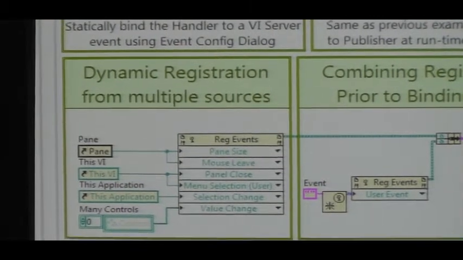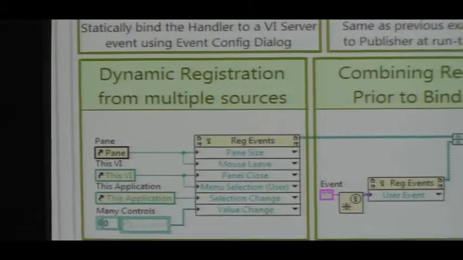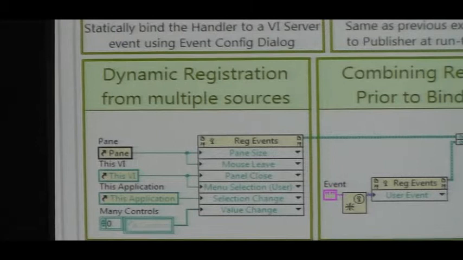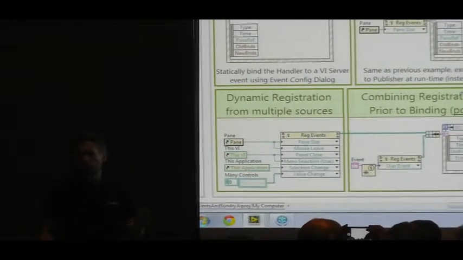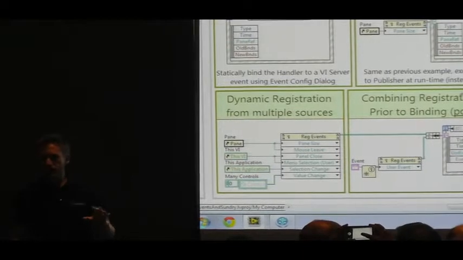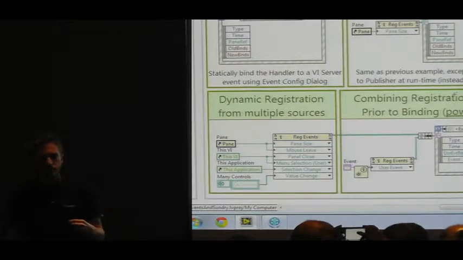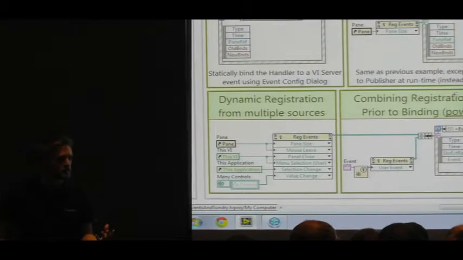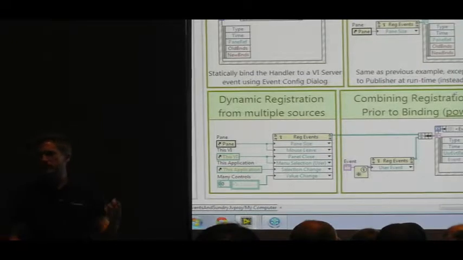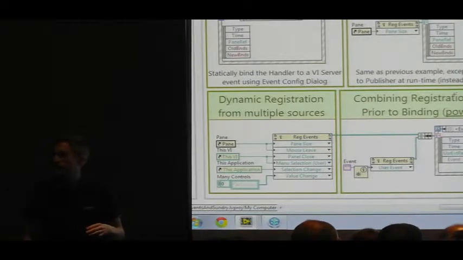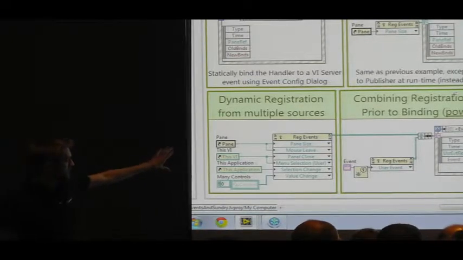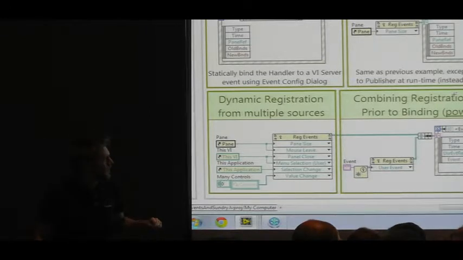So when you register for a value change or when you register for a mouse down, those are all VI server events. But a lot of what we're going to be talking about today are custom events. So if I say just events, it's typically the dynamic events. And if I say VI server events, it's very specifically these guys right here.